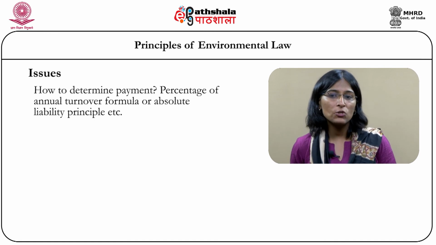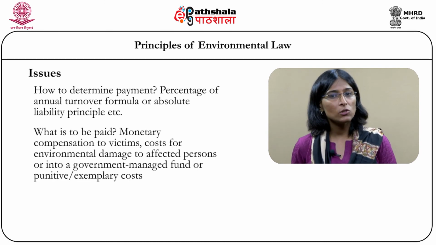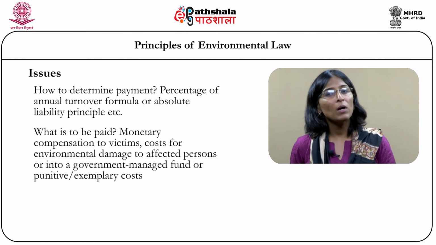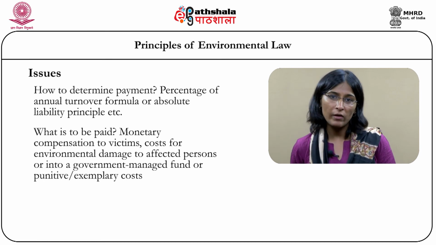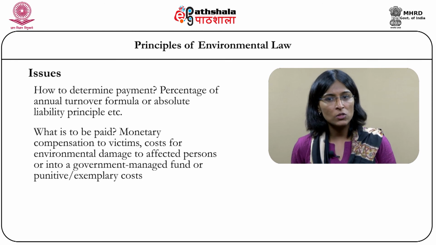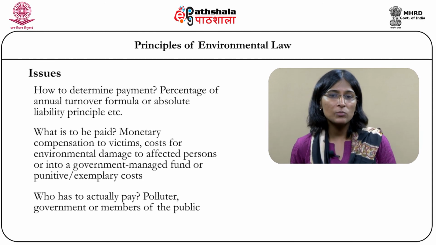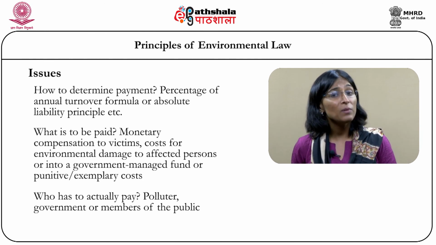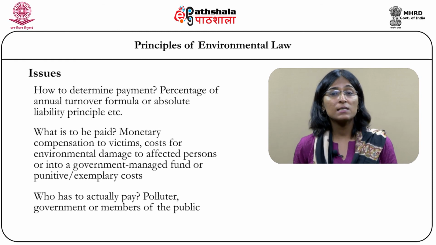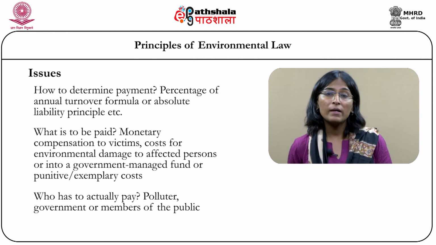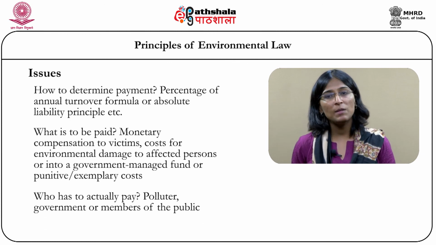The next important question is how to determine payment. Should it be a percentage of annual turnover formula or absolute liability principles, etc. What is to be paid by the polluter is also an important question. Should it be monetary compensation to victims, costs for environmental damage to affected persons or into a government managed fund, or punitive or exemplary costs? The final question is who has to actually pay? Since it is the polluter pays principle, the traditionally held view is the polluter has to pay, but in certain cases the government may have to pay, or in certain other cases the costs may actually be passed on to members of the public.